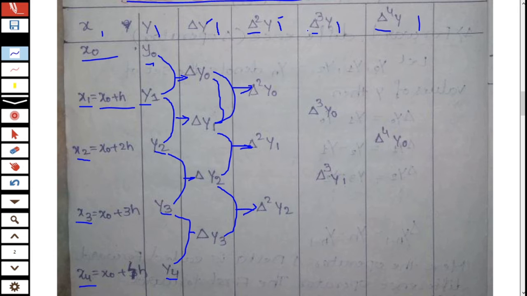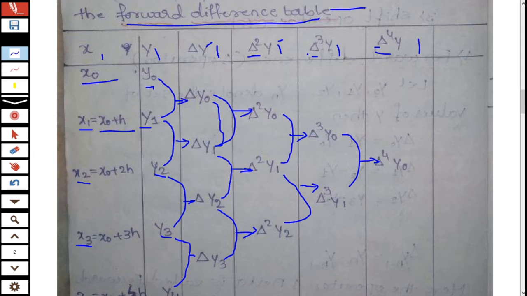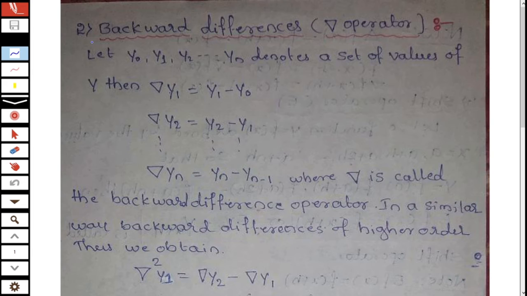And this is the third difference. Subtract delta square y1 minus delta square y0, and we get delta cube y0. And delta square y2 minus delta square y1 gives delta cube y1. In the same way, this is the fourth difference column. The difference of these two gives the delta raised to 4 y0 value. So this is the forward difference table. Next is the backward difference, that is the second one, the del operator.